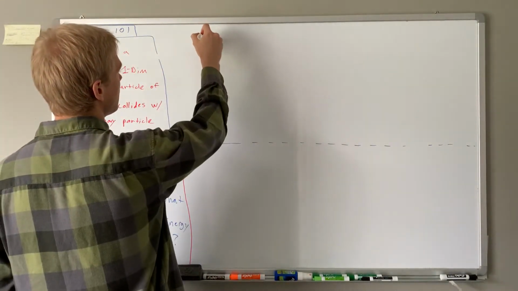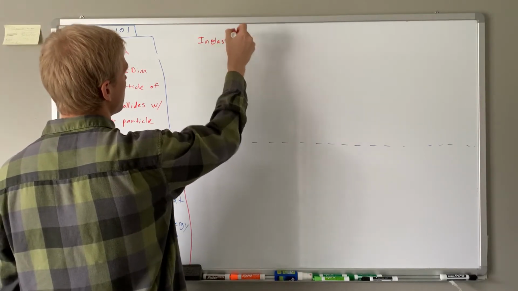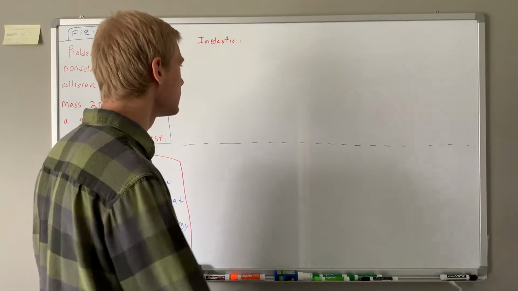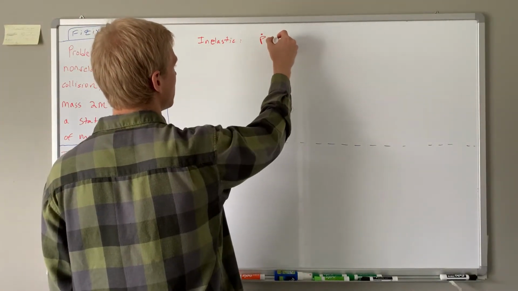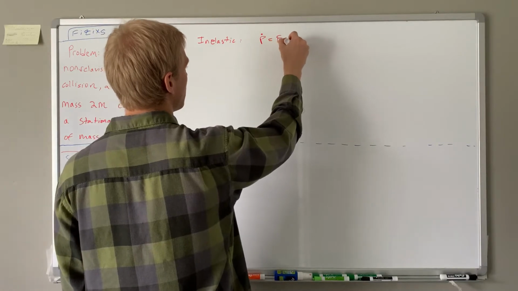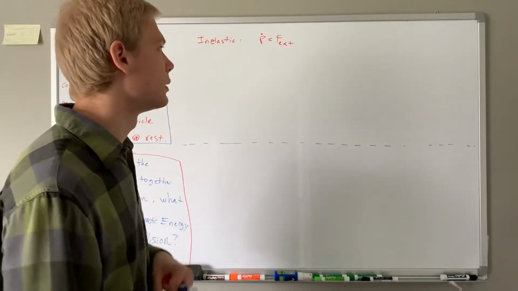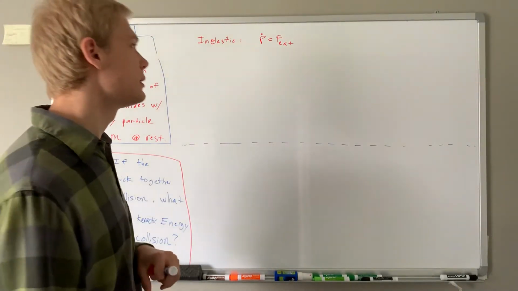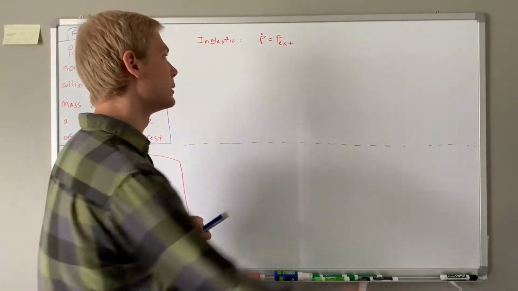Okay, so what type of collision is this? It's an inelastic collision. So what do you know about inelastic collisions? Well, in this case also, there's no net external force acting on the system, which would mean there would be a change in the momentum, but in this case it's zero.